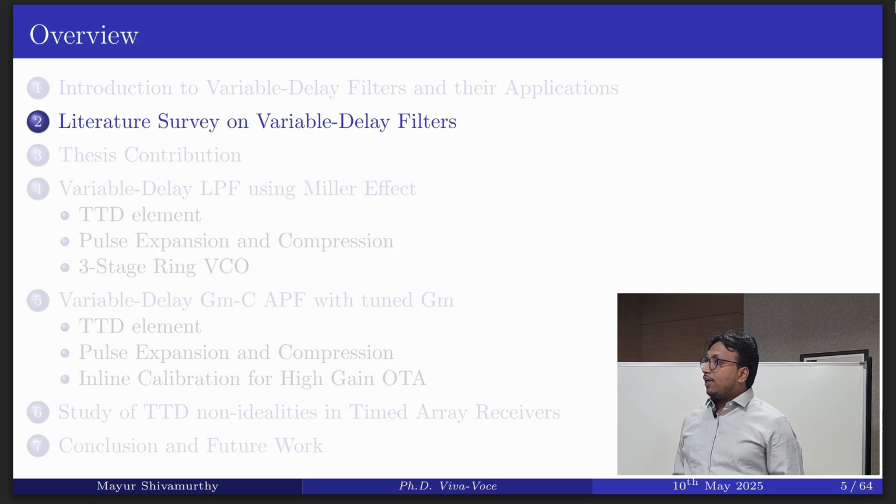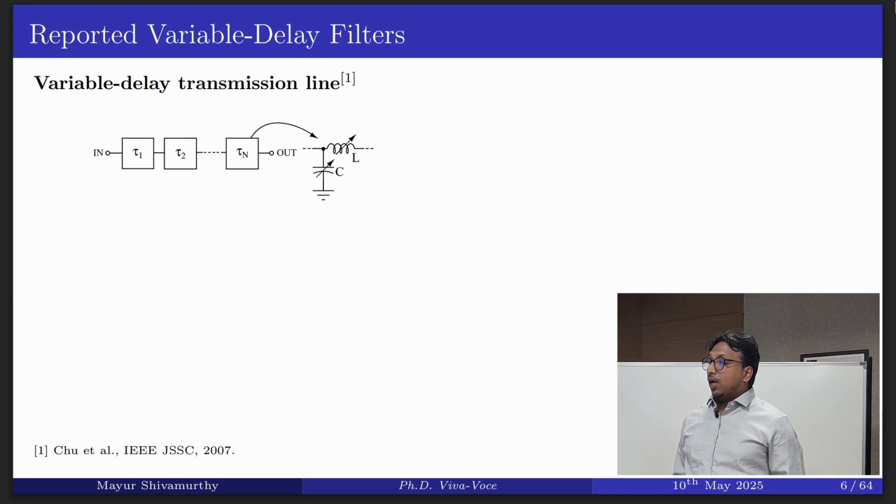Now we will have a literature survey on variable delay filters. A transmission line, which acts as an all pass filter, also acts as a delay element. The delay of a transmission line can be varied by changing the value of L and C, or also by using the length of the transmission line.